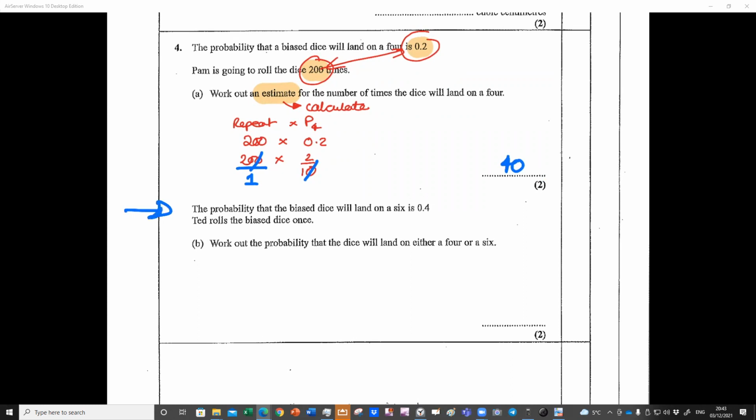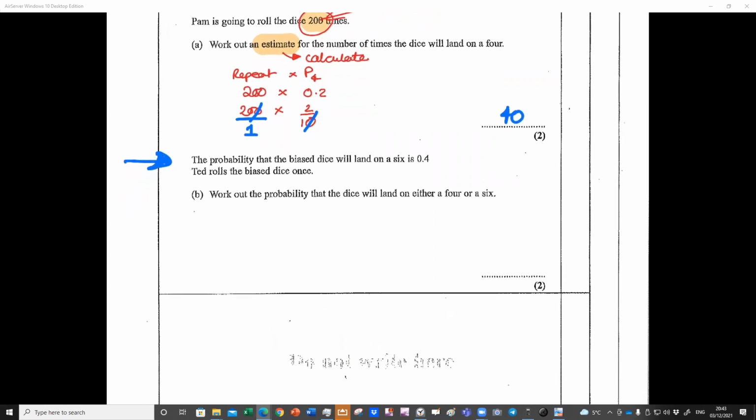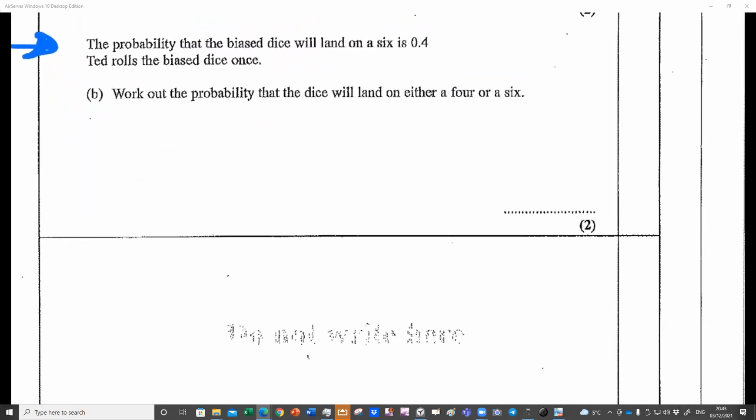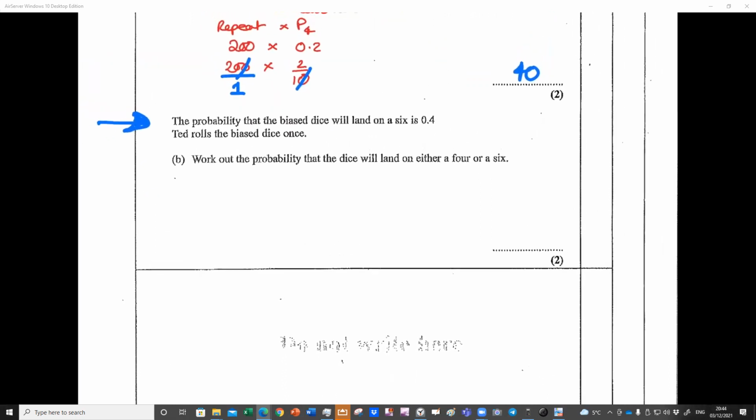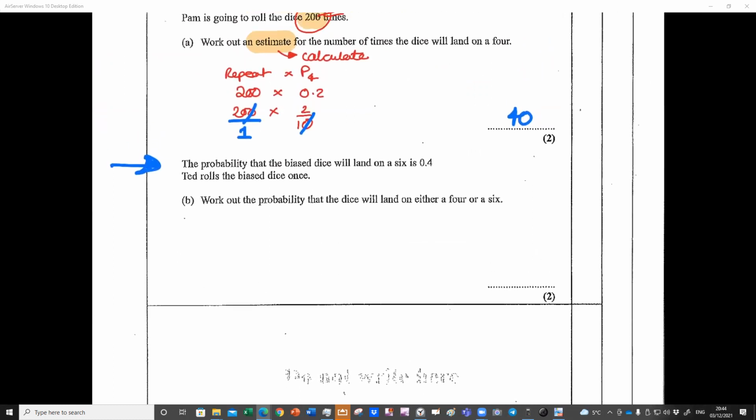The probability the dice will land on 6 is 0.4. Ted rolls the biased dice once. Work out the probability the dice will land on either 4 or 6. Okay, now what is the key word that they've mentioned? Or. Okay, so the probability of a 4 or the probability of a 6. So you work them both out and then you just add them.